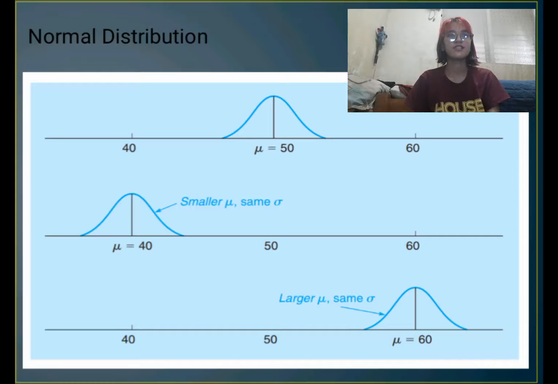For the illustration, figure 2.8, normal distribution with different values for the mean. As you can see, the first one has the same mean and the same standard deviation. And then here, the mean is smaller but the standard deviation is the same, and the one at the very bottom has a larger mean and the same standard deviation.